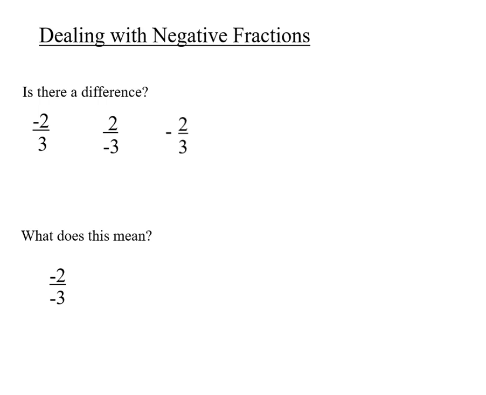So in this video, we are going to look at how we work with negative fractions. Just really briefly, when you look at these three fractions that are here, -2 on top as a numerator, 3 as a denominator, or +2 as a numerator, -3 as a denominator, or just negative in front of the whole fraction. Is there a difference?